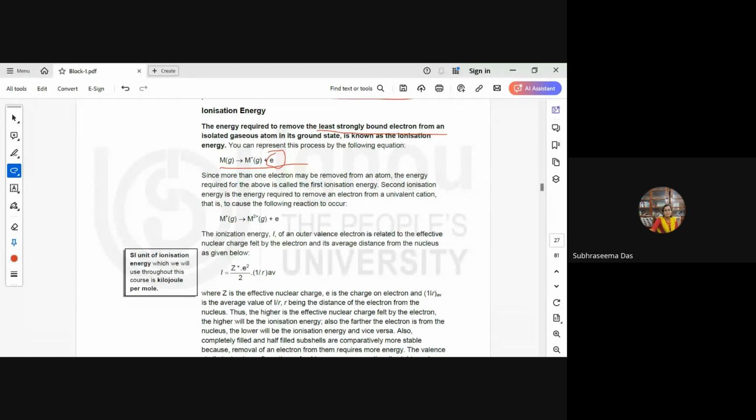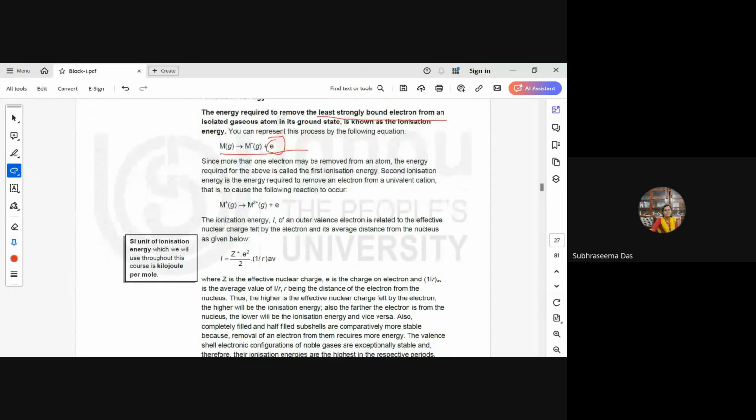Since more than one electron can be removed from an atom, the energy that removes the first electron from the outermost shell is called the first ionization energy. Similarly, successive ionization energies are also possible, like the second IP, or second ionization energy, or the third ionization energy. The second ionization energy forms M2+, and successive ionization energies follow.